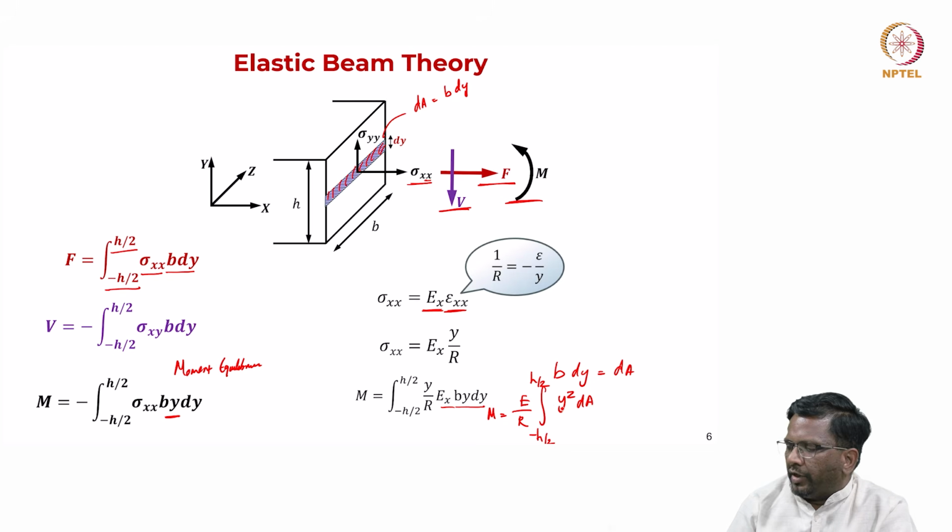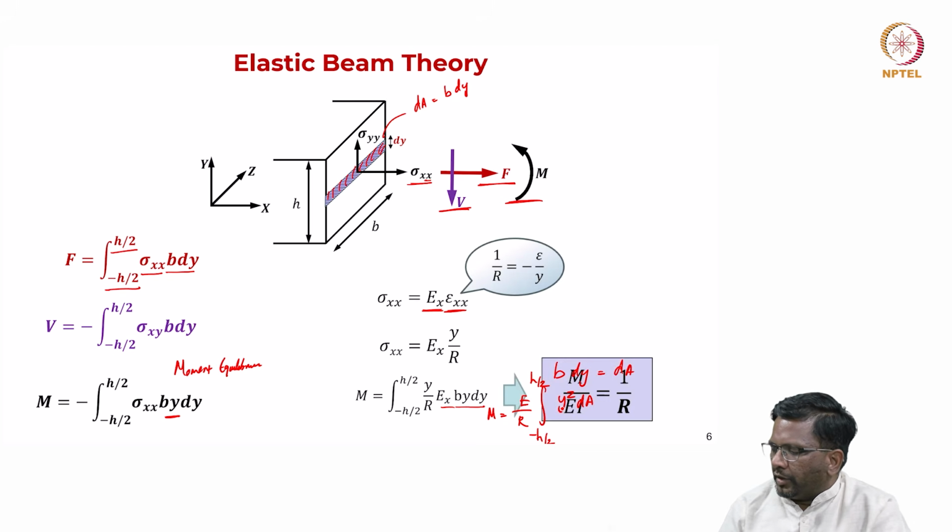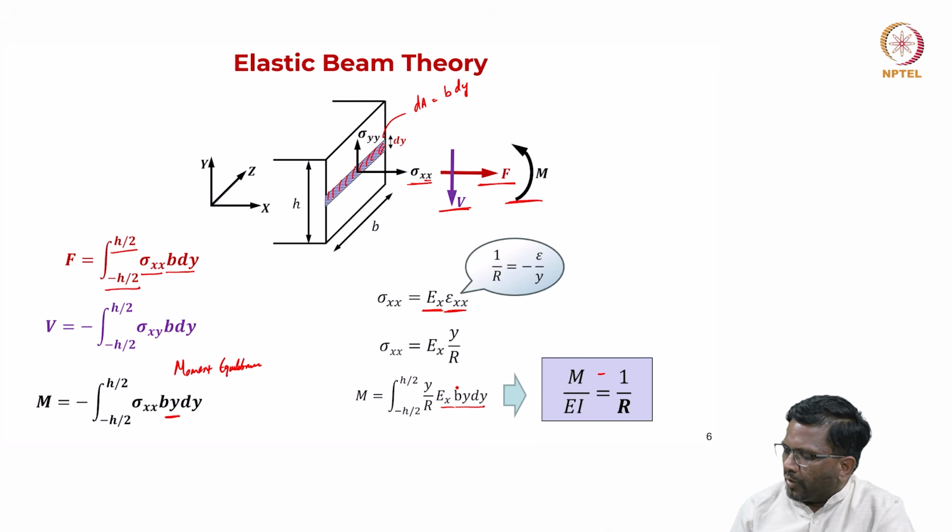So, finally, we can write the relationship, which is M by EI is equal to 1 by r.